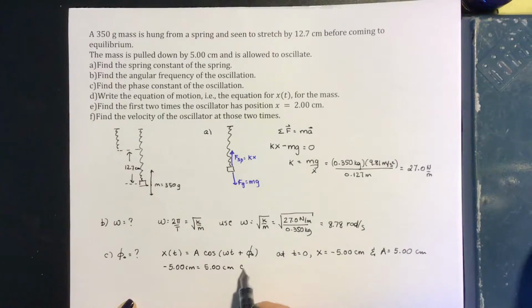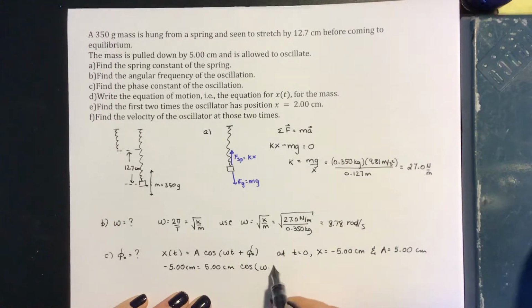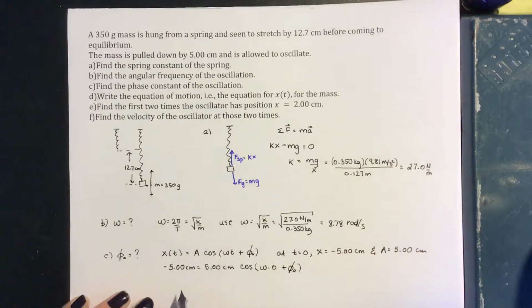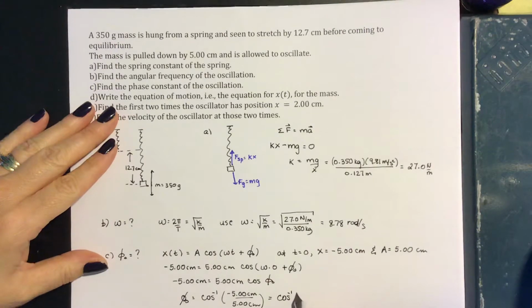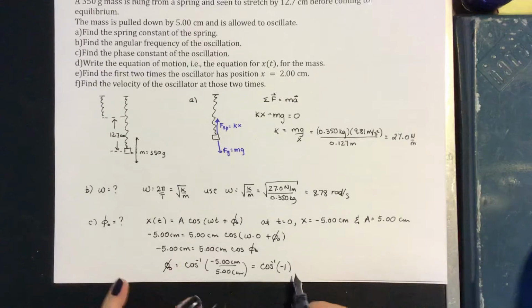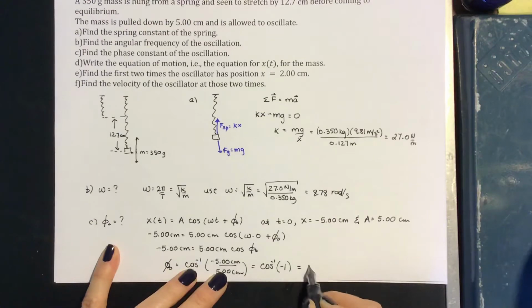I won't actually write out omega because we're doing omega times 0, and that's just going to give us 0. So minus 5 centimeters equals 5 centimeters times cosine of phi naught. So phi naught is the inverse cosine of minus 5 centimeters divided by 5 centimeters. You bring your 5 centimeters over to this side, then take the inverse cosine of both sides. So we've got the inverse cosine of minus 1. What angle do we take the cosine of to give us minus 1? The answer is pi. Cosine of pi is minus 1.